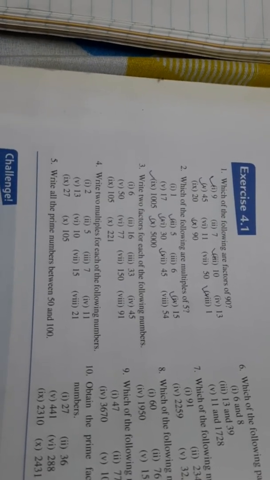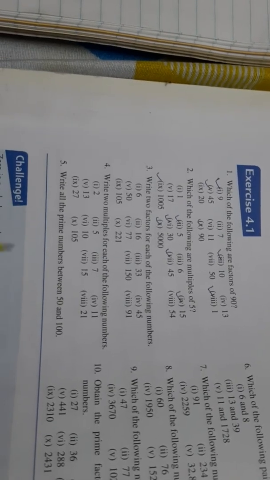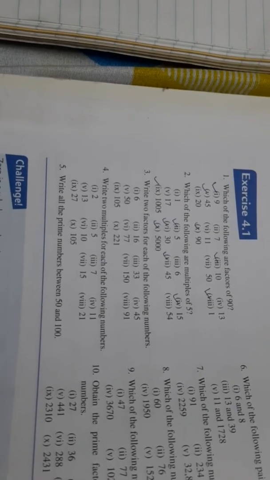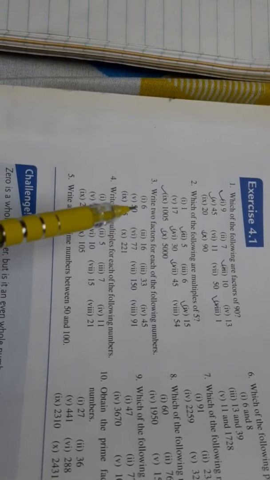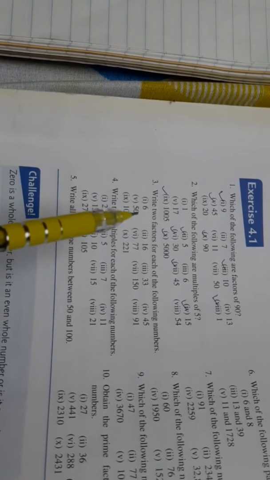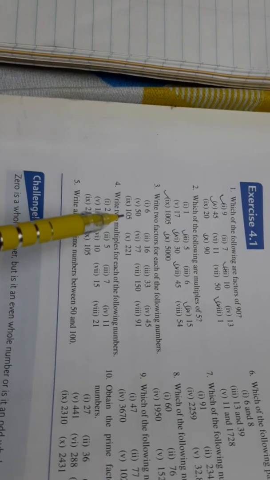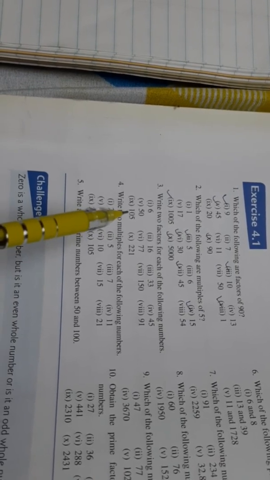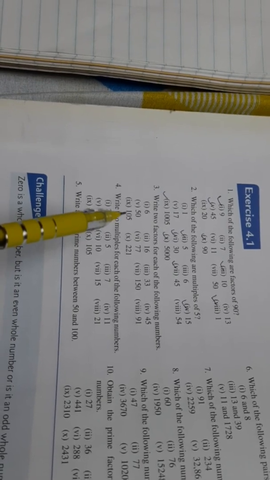Now question number 3, write two factors for each of the following numbers. So for all these numbers you have to write two factors of each. So 6, you know 2 3s are 6. So which two factors came? 2 and 3. Then 50. 5 tens are 50. So 5 and 10. 105. If you divide it by 3, then also it will work. If you divide it by 5, then also it will work. So you can write any two factors.